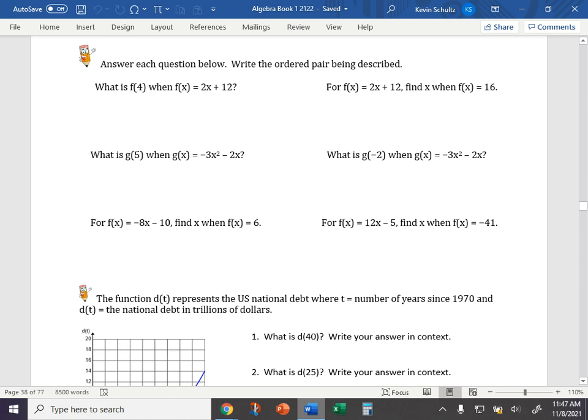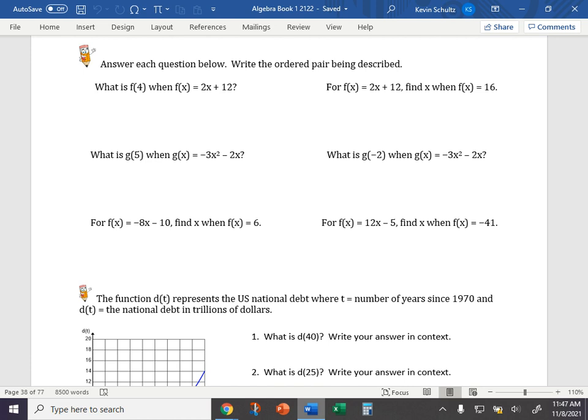Good day, Algebra. We are going over the second page of PO18. We corrected the front side, and now we are pondering what a question such as, what is f of 4 when f of x equals 2x plus 12, means? What is it asking you to do?